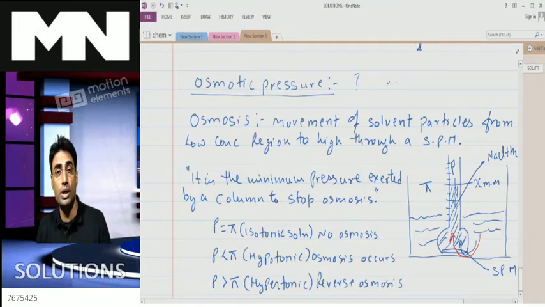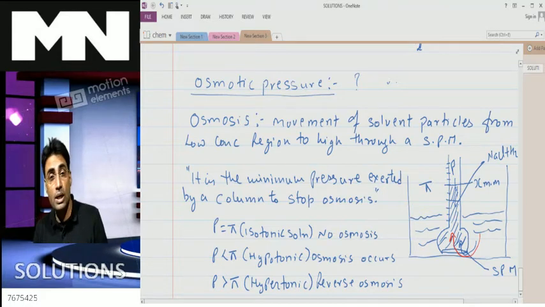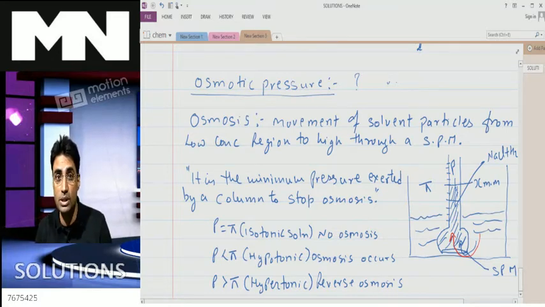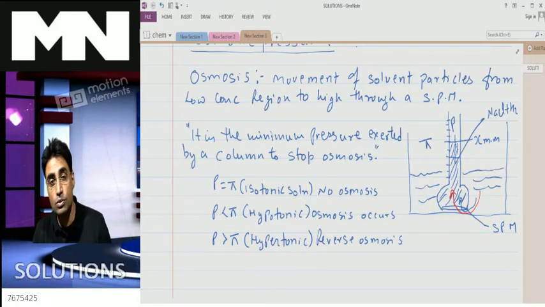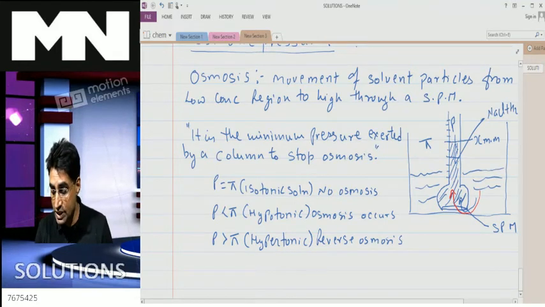Reverse osmosis will occur. Well, if we talk about the factors on which the osmotic pressure depends, we'll see that osmotic pressure basically depends on the temperature and on the concentration. I'll give you one more example for that. Suppose we move back to the same column. Suppose in this column, the osmosis has stopped when it has acquired a value of x millimeters of mercury. At that pressure, the osmosis has stopped.